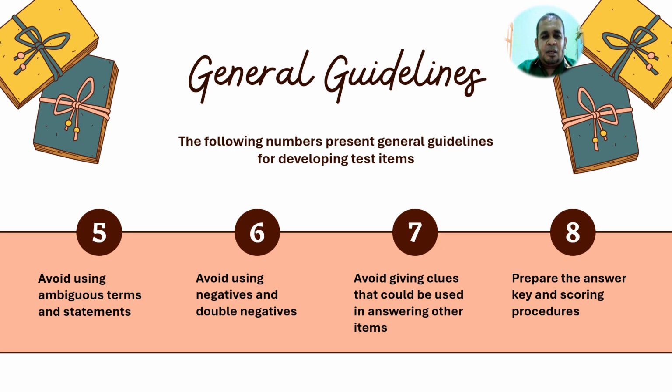7. Avoid giving clues that could be used in answering other items. Teacher must avoid giving clues or keywords in one item that will help students to answer another item. For example, a grammatical structure may appear in one item that will help some students to answer a question about grammar in another item in the test.